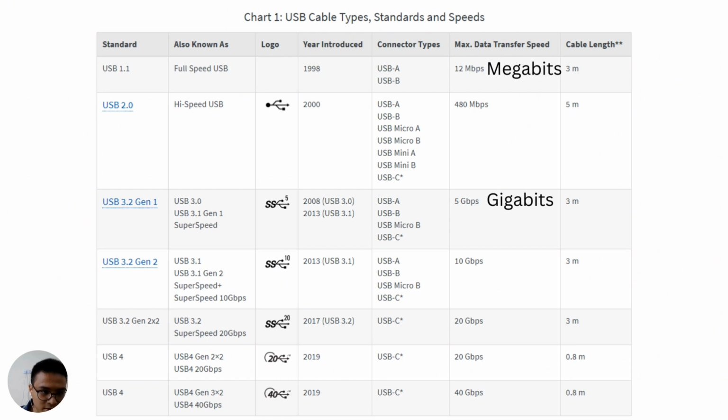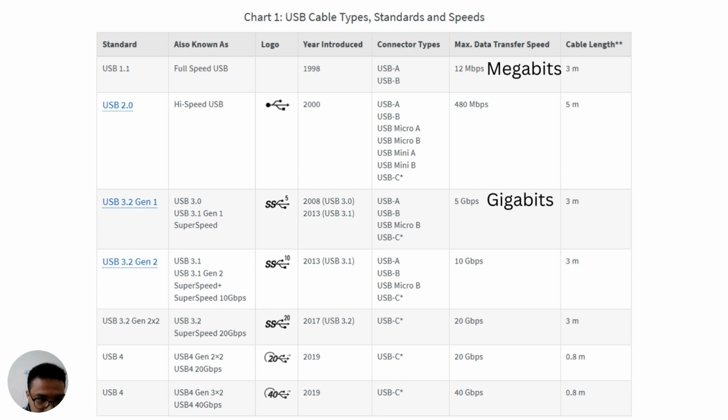And the next one is USB 3.2 Gen 2x2, also known as SuperSpeed 20 gigabits per second. Its logo changes from 10 to 20, and it was introduced in 2017. Its connector type is USB-C, its max data transfer speed is 20 gigabits per second, and its cable length is 3 meters.